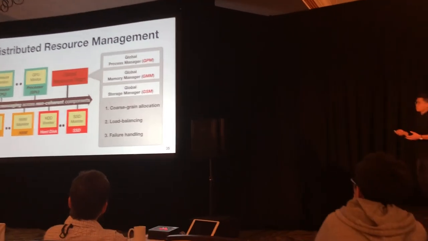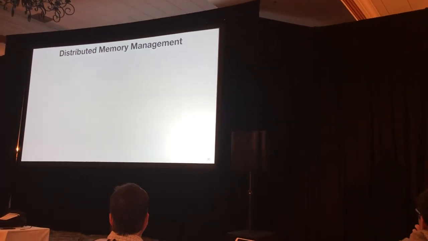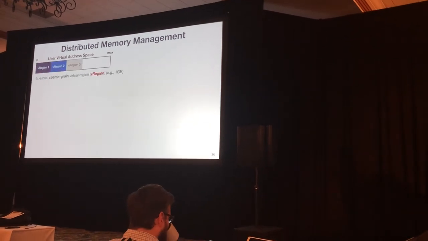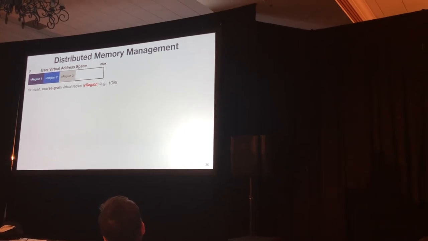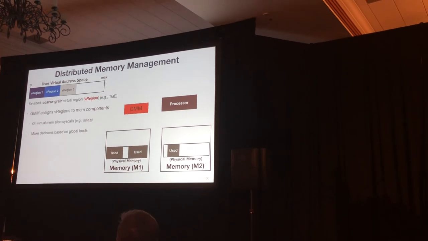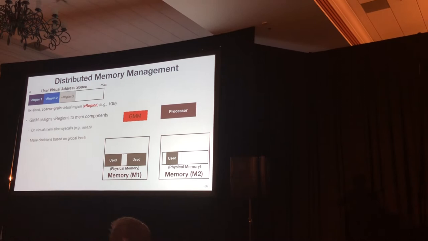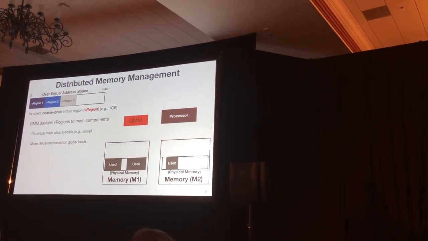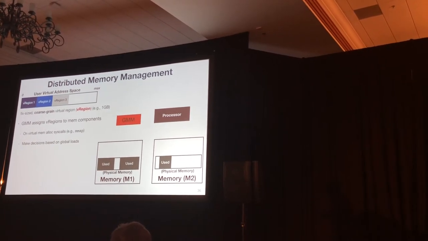Let's look at an example of how LegoOS manages the distributed memory. In LegoOS, we first chop the user virtual address space into fixed-sized virtual regions, or vRegions. It can be configured, such as 1 GB. The global memory manager, or GMM, will assign vRegions to memory components when an application calls a virtual memory allocation system call, such as mmap. And GMM makes the decision on where to create a region based on global resource load.